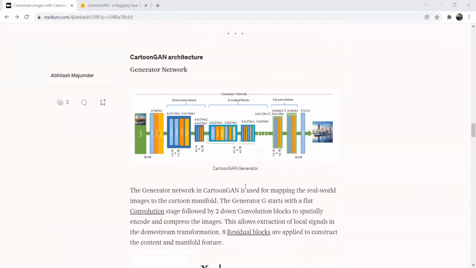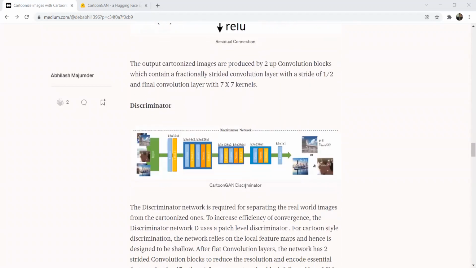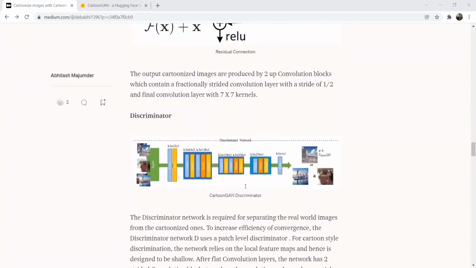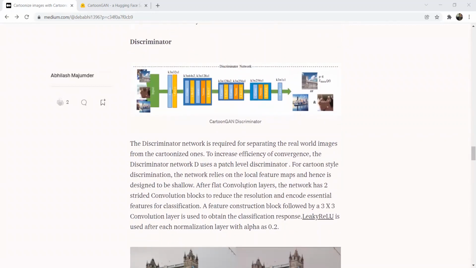So what this does is it allows us to encode the localized spatial features in the image that is used for cartoonizing them better. Now we'll be looking into the other details which allow us to make the boundaries of a particular image during cartoonization much easier. So before that, let's get into the discriminator network.